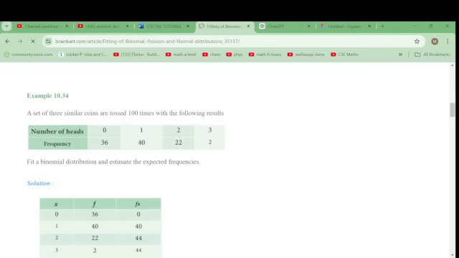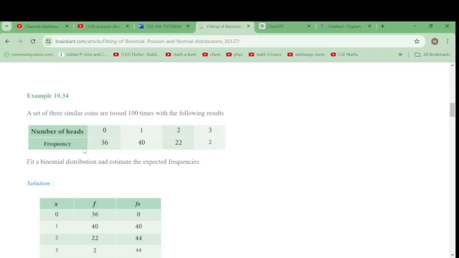Yeah, so I saw an example now. I think this is the same. This man used the same example in our notes. You can see a set of three similar coins are tossed 100 times with the following results. So what this means is this frequency will always be equal to 100. So that's the big N. I'm just trying to give you an example.